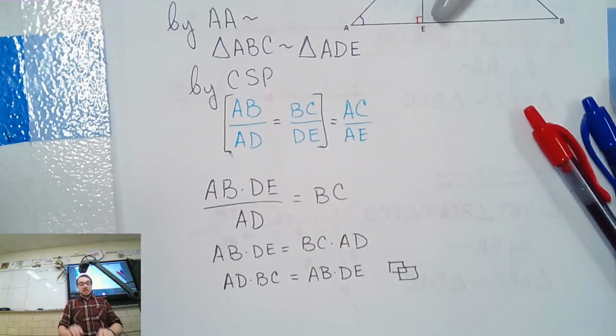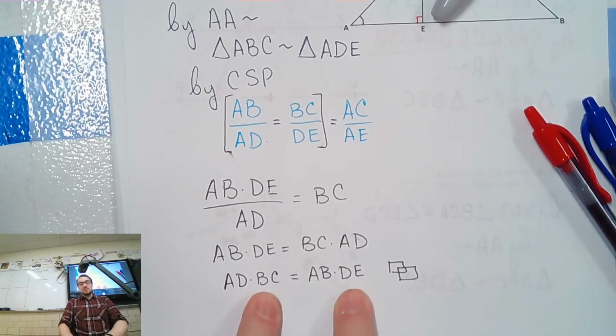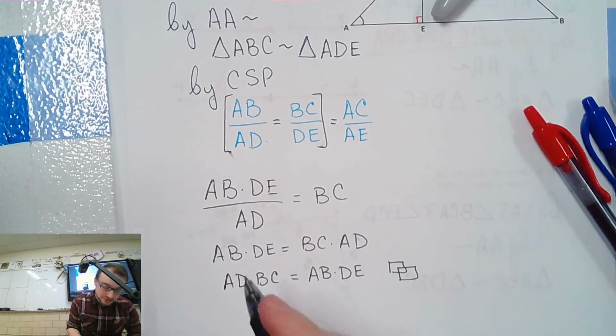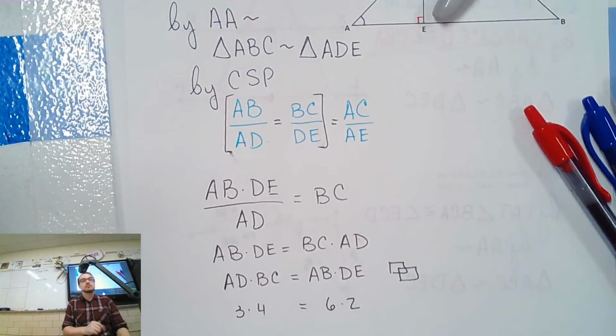Now, note, this doesn't mean that AD and AB are the same thing, right? It doesn't mean that BC and DE are the same thing. It could be something like this. It could be 3 times 4 equals 6 times 2. Could be something like that, right? Doesn't mean they're the same. It just means they come out at the same thing when you multiply them.